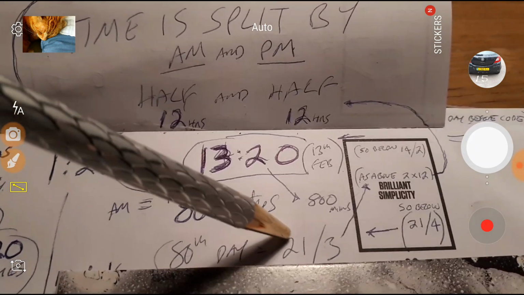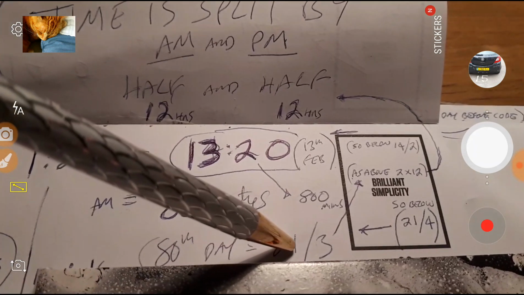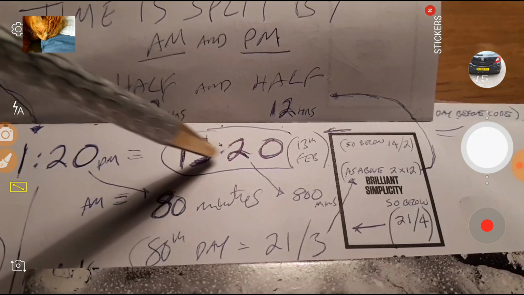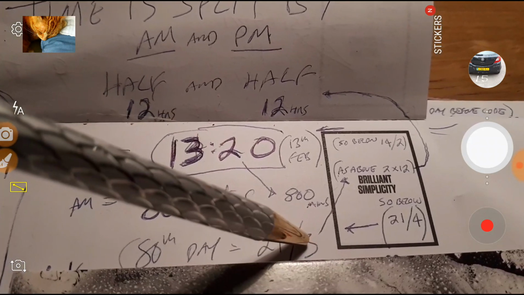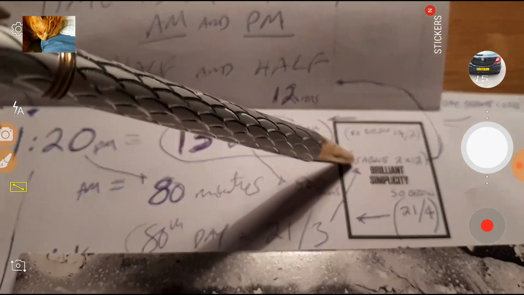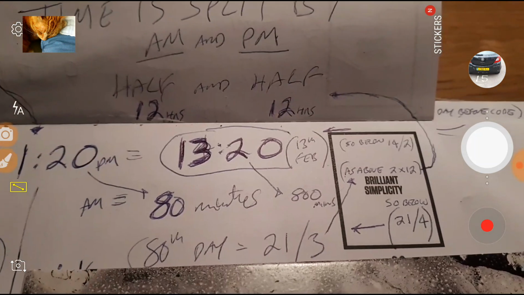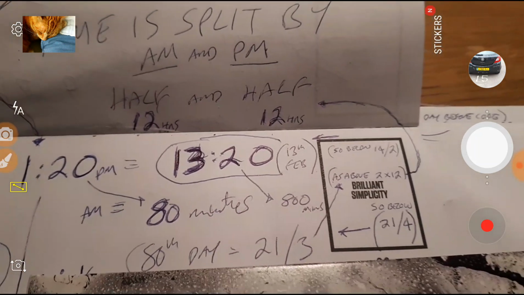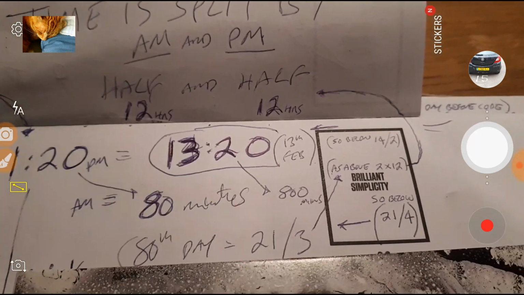80th day of the year is the 21st of March. So again, it looks a lot like that. 213. It's the as above of 2 lots of 12. 2 13s.